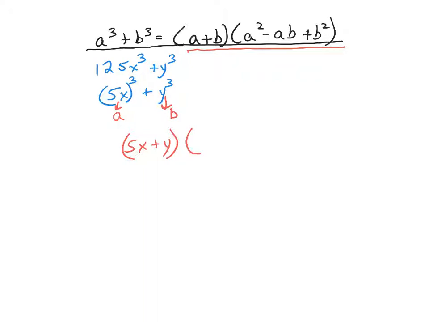Then the formula says I need a squared. Well, a is equal to 5x, so that's 25x squared. Subtract ab, so that's going to be minus 5xy, and then plus b squared. B is equal to y in this particular case, so I'm going to have plus y squared. And now I have factored the a cubed plus b cubed using that formula.